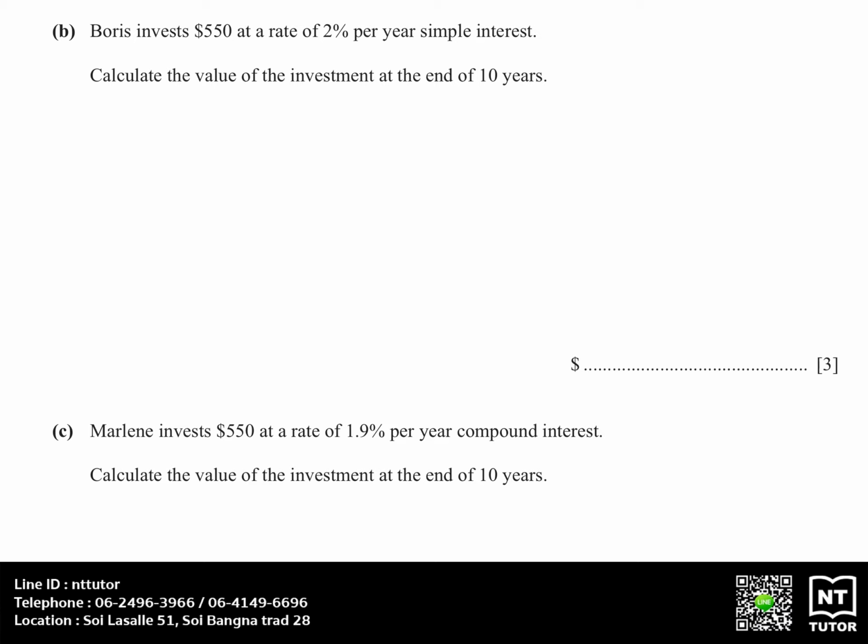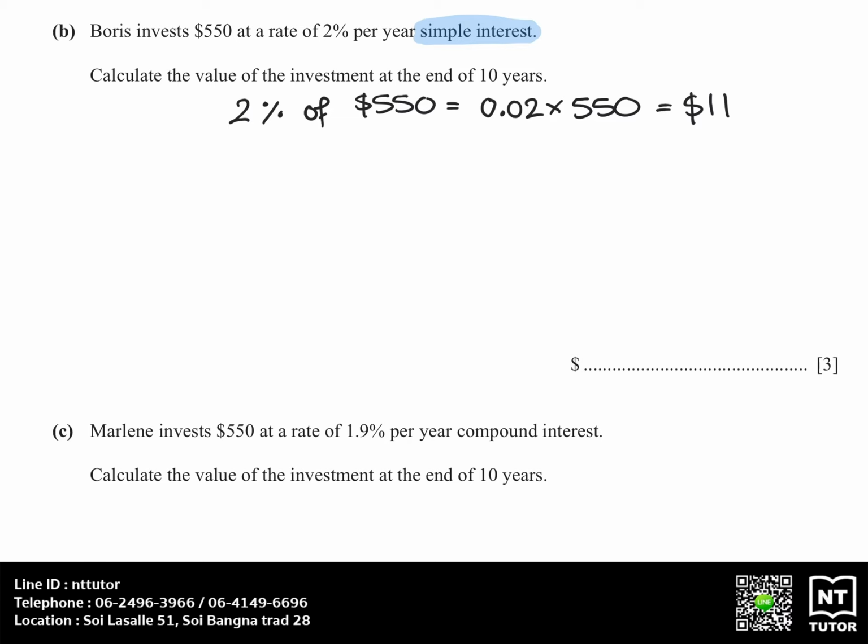B. Boris invests $550 at a rate of 2% per year, simple interest. Calculate the value of the investment at the end of 10 years. Since this is simple interest, he gets 2% of the original amount every year. 2% of 550 is the same as 0.02 multiplied by 550, and this gives 11, or $11.